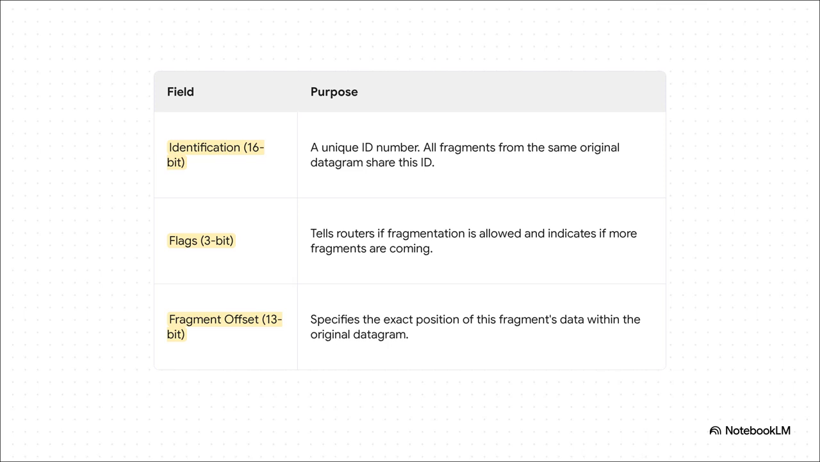So let's break down this little reassembly toolkit. First up, you've got the identification field. This is like the main tracking number for the entire order. Every single little box gets the exact same ID number, so the destination knows they all belong together.